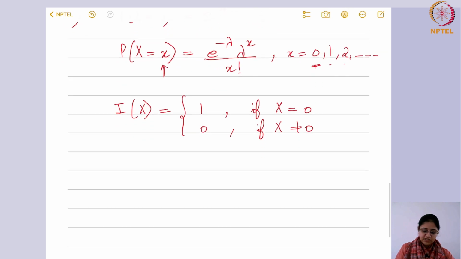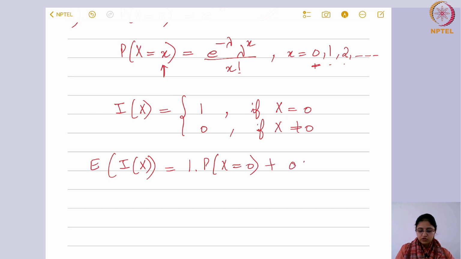Okay, so now if I take expectation of this indicator function, we know that the expectation formula is that you multiply the corresponding values with their corresponding probabilities and you add it up. Summation x into probability of x. So 1 into probability that x is equal to 0 plus 0 times probability that x is not equal to 0. So here it is the same as probability that x is equal to 0, because the second term would eventually be 0, and this is the same as e power minus lambda.